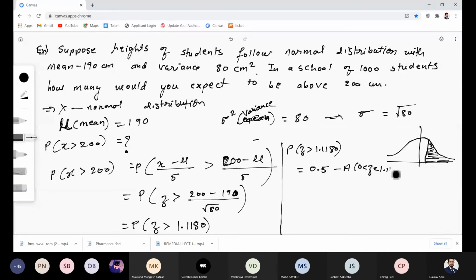So look at the value for 0 to 1.1180. The value is 0.3665. So the answer is 0.1313.